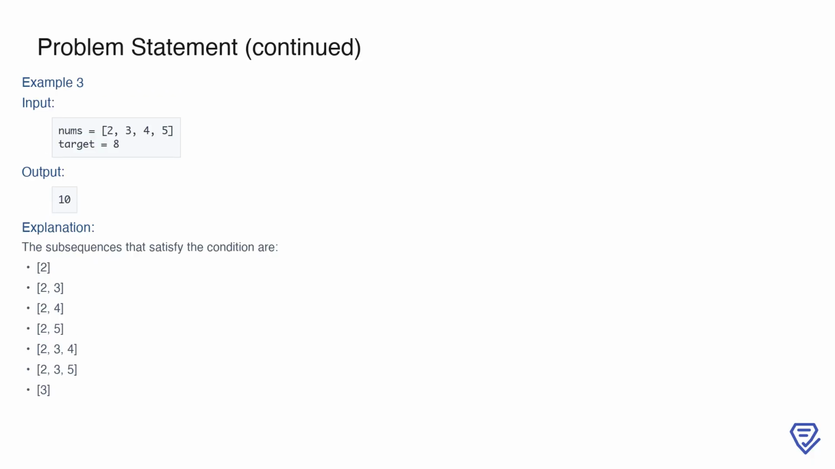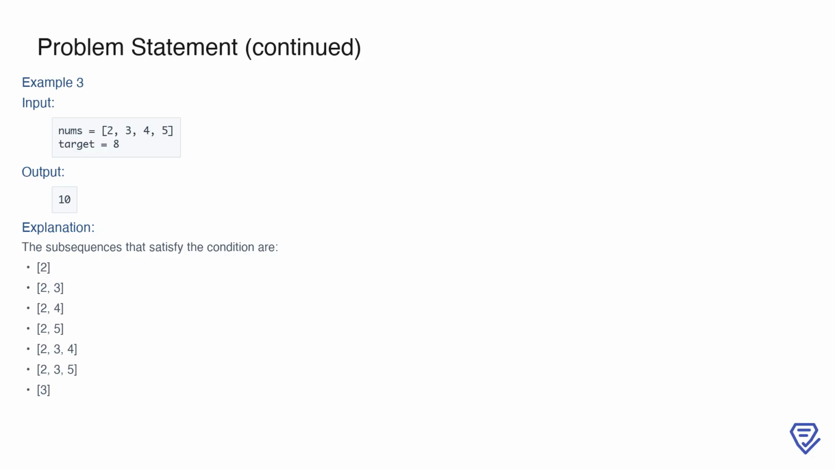Now, let's look at a third example where nums is [2, 3, 4, 5], and the target is 8. Here, the output is 10. The valid subsequences include [2], where the minimum and maximum are both 2, making the sum 4; [2, 3], where the sum is 5; [2, 4], where the sum is 6; [2, 5], where the sum is 7; and [2, 3, 4], where the smallest value is 2 and the largest is 4, giving a sum of 6.